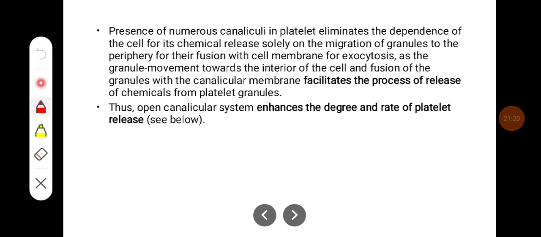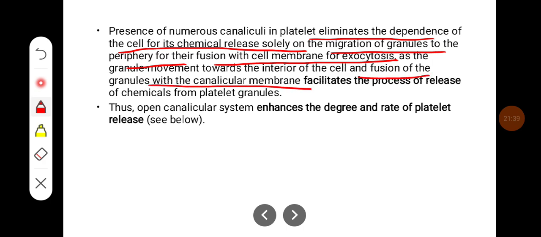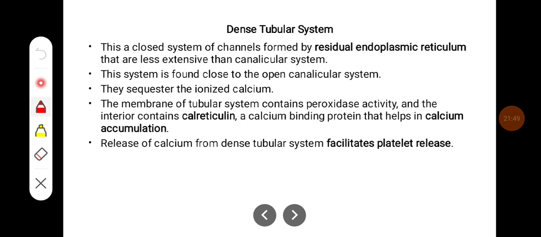The presence of numerous canaliculi in the platelet eliminates the dependence of the cell for its chemical release solely on the migration of granules to the periphery for their fusion with the cell membrane for exocytosis, as the granular movement towards the interior of the cell and fusion of the granules with the canalicular membrane facilitates the process of release of chemicals from platelet granules. Thus, the open canalicular system enhances the degree and the rate of platelet release.